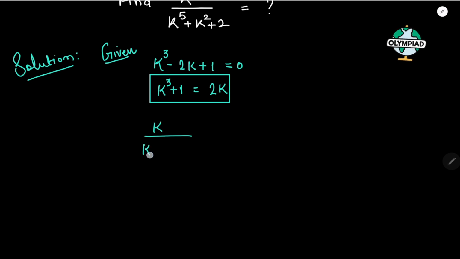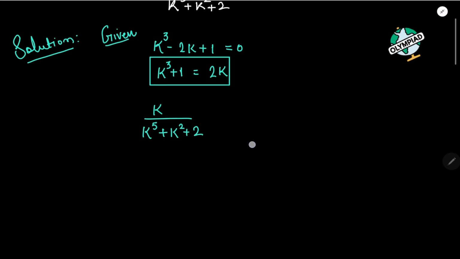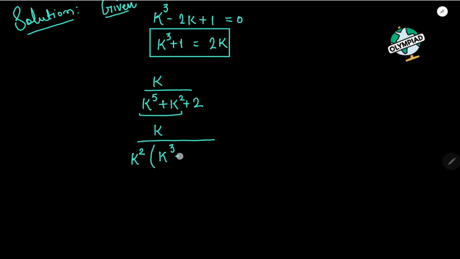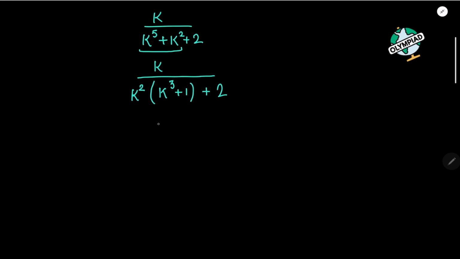k by k raised to power 5 plus k square plus 2, right? Now I will use the given term. What is k raised to power 5 plus k square? How can I write it? Can I take k square common? Inside the bracket we will be left with k cube plus 1, and 2 we will write as it is, right? Okay, then k by k square.